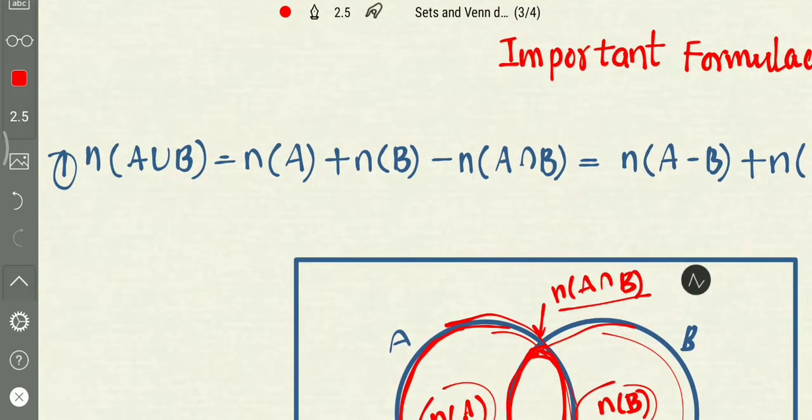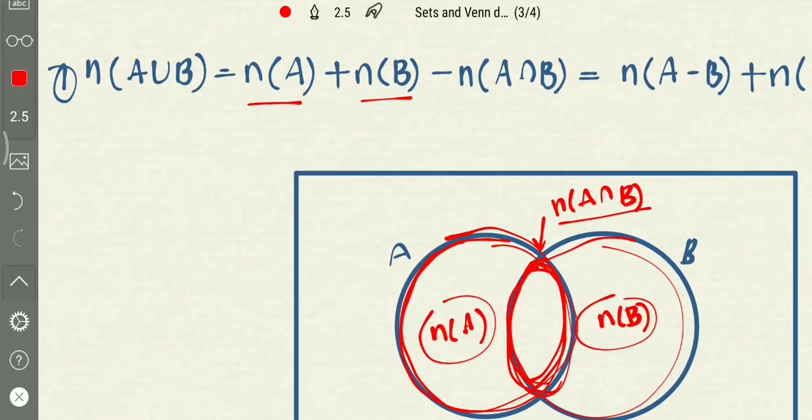If we write it as a formula, n of A plus n of B, this is the number of elements of A and number of elements of B, minus n of A intersection B. Subtracting the number of elements of A intersection B, we get n of A union B.